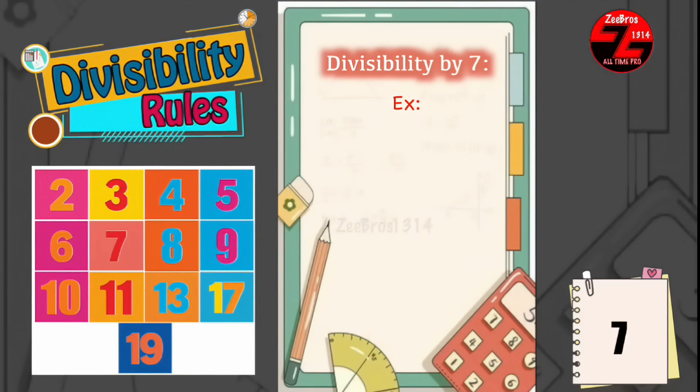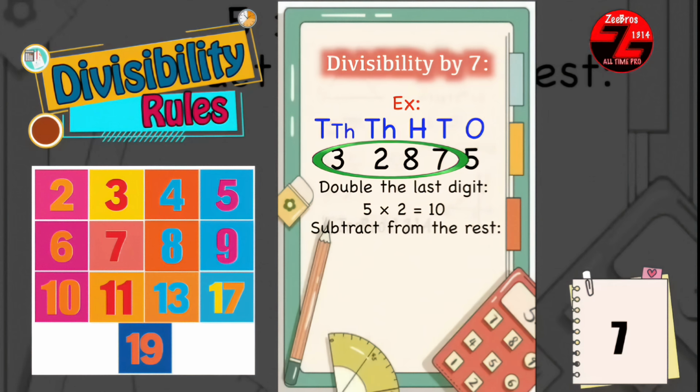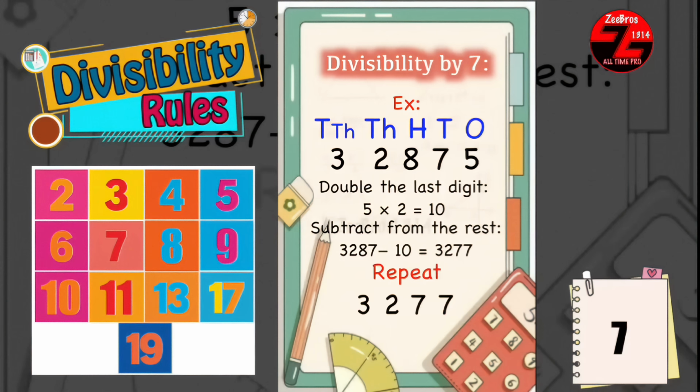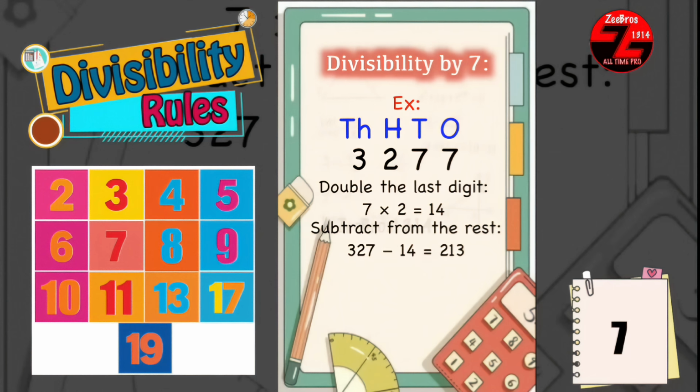Now let's take an example of a 5-digit number, 32875. With the same procedure, double the last digit and subtract it from the rest, we get 3287 minus 10, which makes 3277. Again, repeating the same procedure with 3277, we get 327 minus 14, which makes 313.